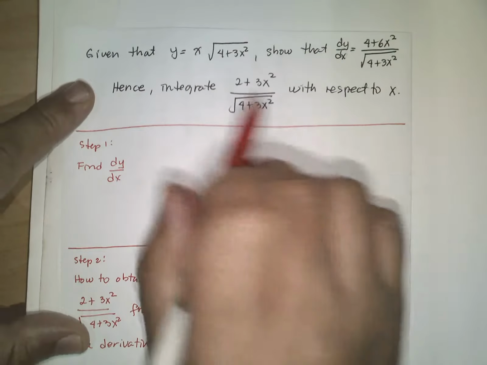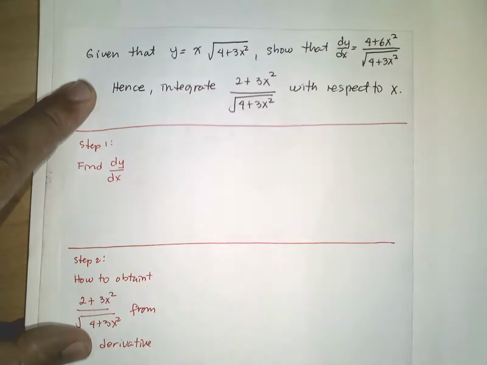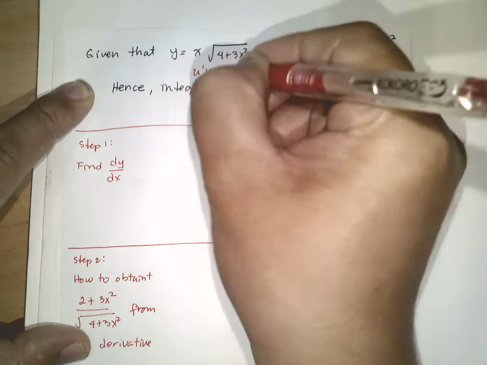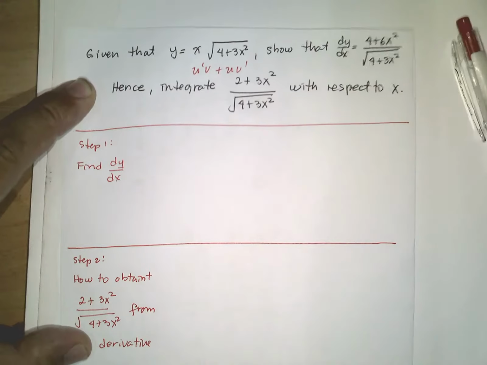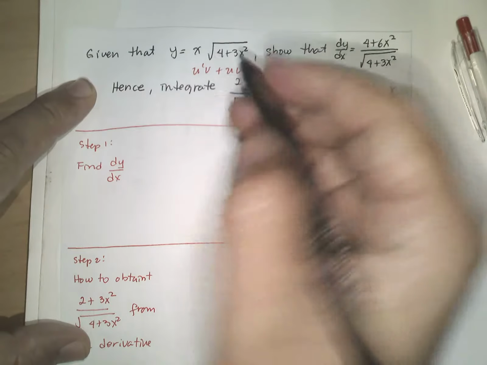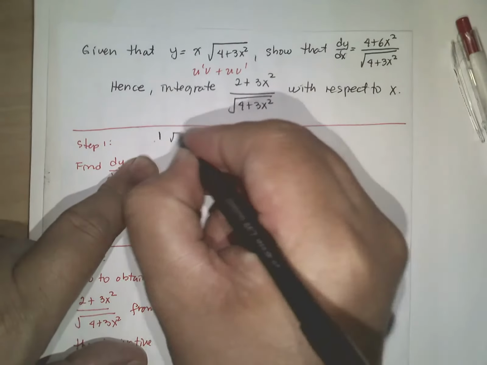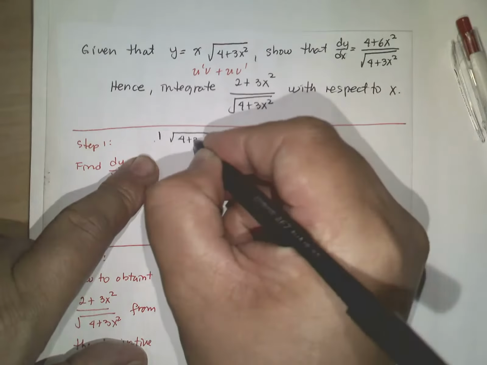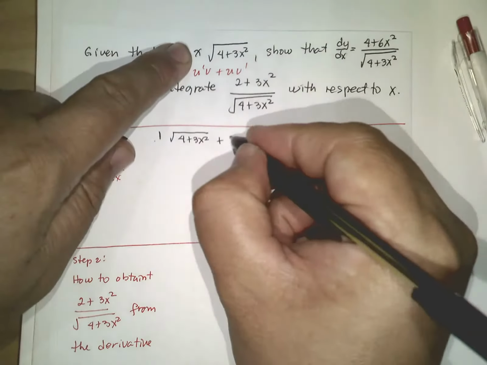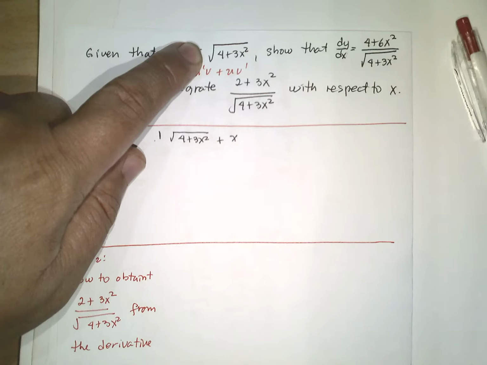So what are we going to do? As you can see from here, this is a product of two functions. Therefore, we need u'v plus uv'. So let's take that derivative. The u' is this: the derivative of x is 1, right? Times the v. So let me put my v as the square root of 4 plus 3x squared, plus my u, which is x, times the derivative of v, v'.